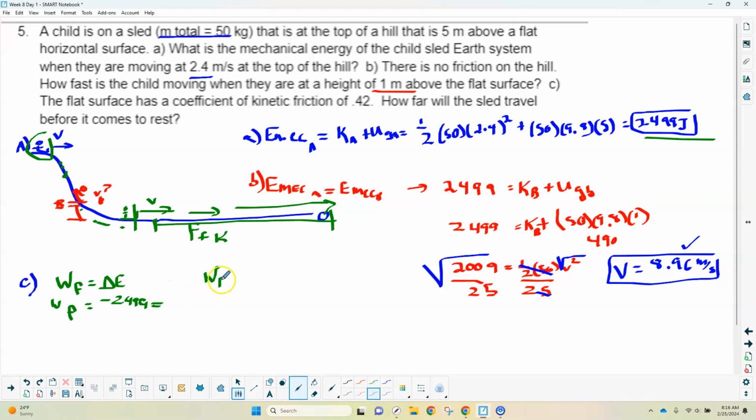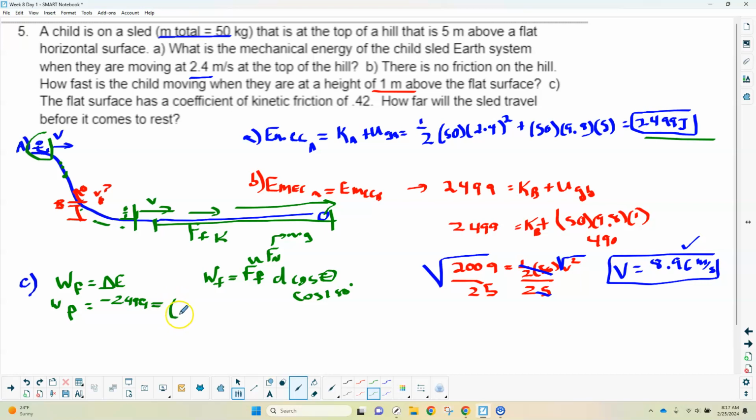So work by friction would be the force of friction times the displacement times the cosine of the angle. We already know from doing work problems that the friction force is going 180 degrees to the displacement. So that's going to be cosine of 180, which is just -1. So that is where the negative drops out. Force of friction is the coefficient times the normal force. It's a flat surface, so the normal force is just equal to the gravity force, because there aren't any other forces going up or down. So it'd be 50 times 9.8, or 490.